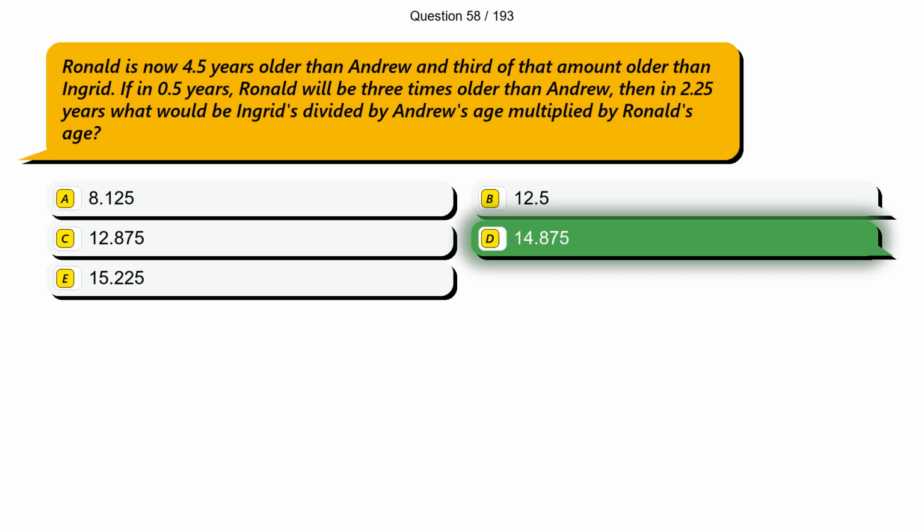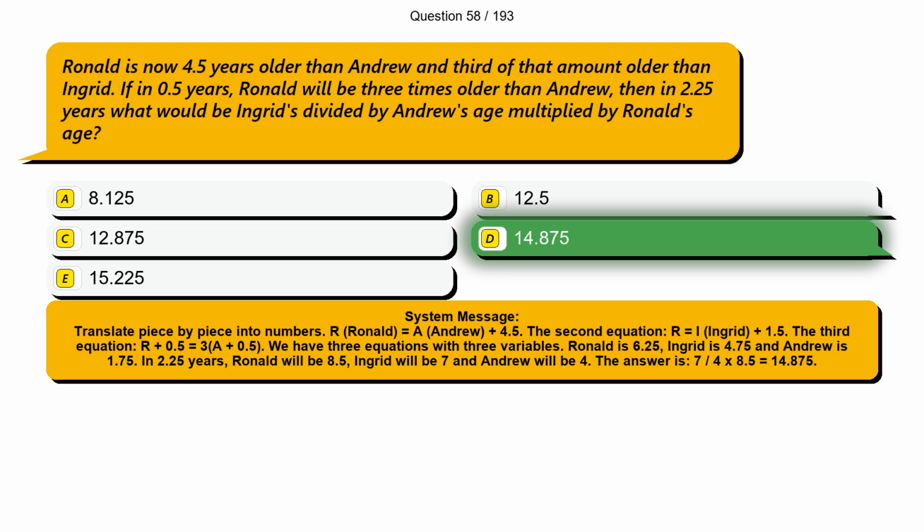The correct answer is option D, 14.875. Translate piece by piece into numbers. R, Ronald, equals A, Andrew, plus 4.5. The second equation, R equals I, Ingrid, plus 1.5. The third equation, R plus 0.5 equals 3 times (A plus 0.5). We have 3 equations with 3 variables. Ronald is 6.25, Ingrid is 4.75 and Andrew is 1.75. In 2.25 years, Ronald will be 8.5, Ingrid will be 7 and Andrew will be 4. The answer is 7/4 x 8.5 equals 14.875.